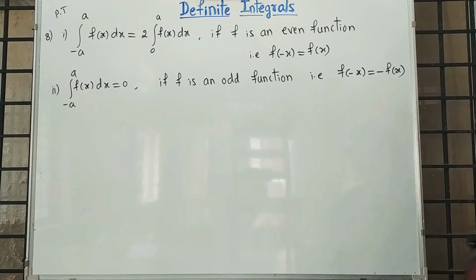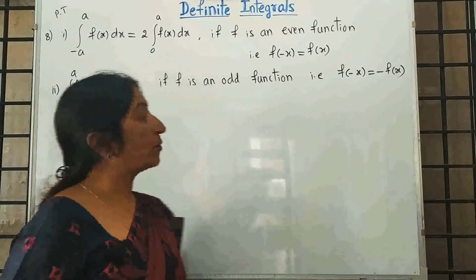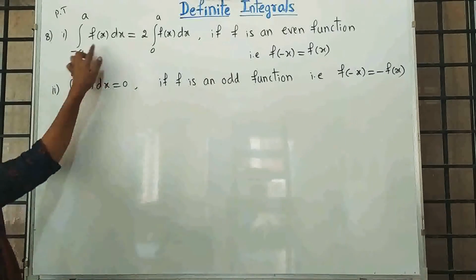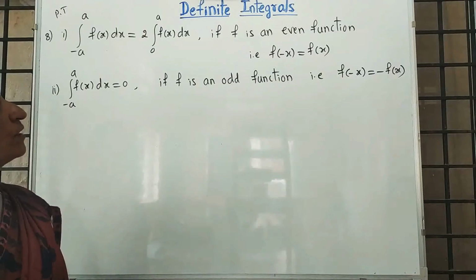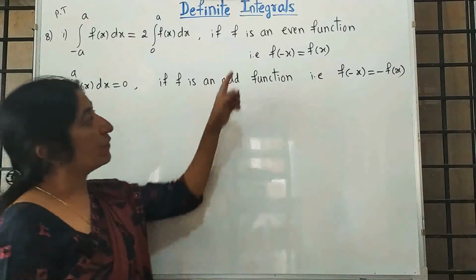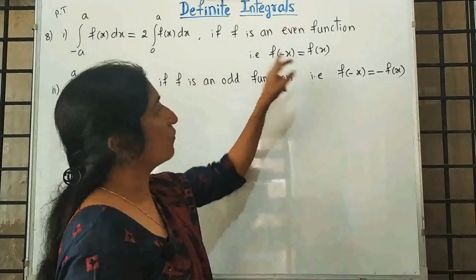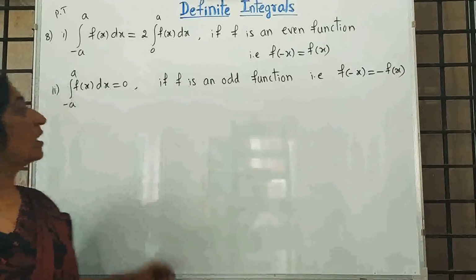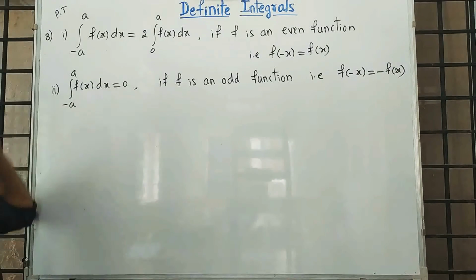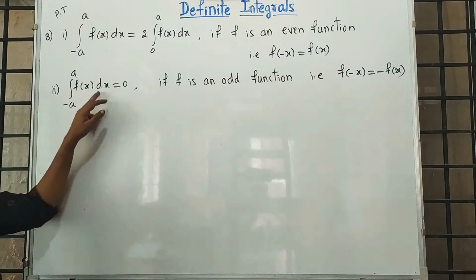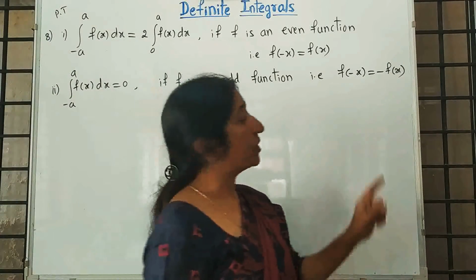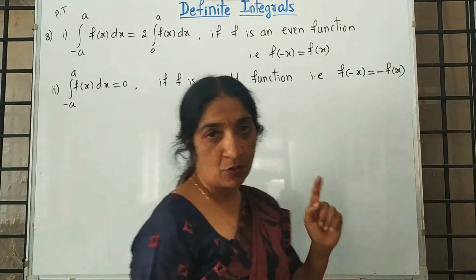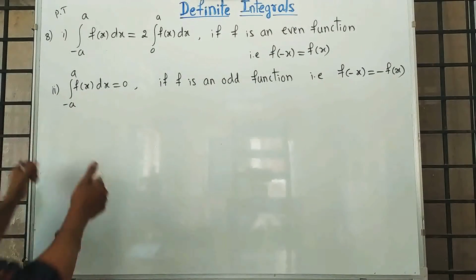See the property. Prove that integration from minus a to a of f of x dx is equal to 2 into integration from 0 to a of f of x dx if f is an even function. That means f of minus x is f of x. And integration from minus a to a of f of x dx is equal to 0 if f is an odd function. The odd function condition is f of minus x is equal to minus f of x.